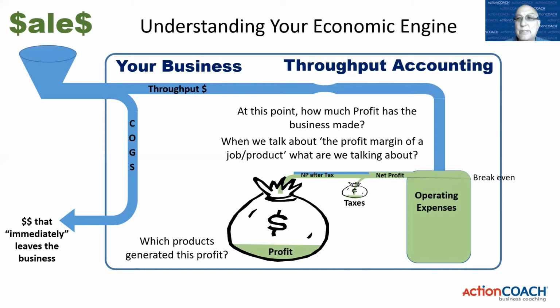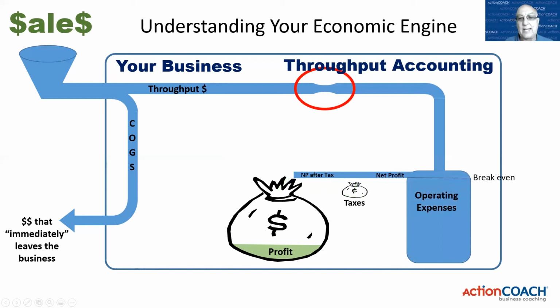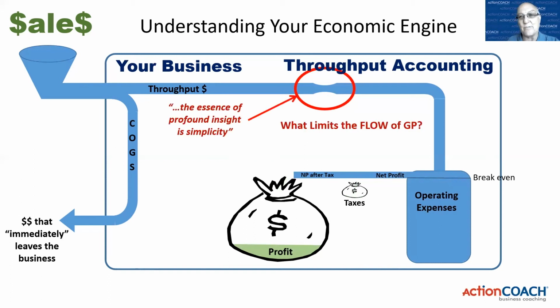There is one particular thing I want you to notice about our piping here, though, and that is that there is a neck down portion of it. Every single business, doesn't matter what business you're in, you have some point in your process that limits the flow of throughput dollars. And understanding that limit is absolutely critical to your business. So I'll explain this in the context of a coal mine here in a minute, but think about this. The essence of profound insight is simplicity. There is one and only one place in your business that limits the flow of throughput dollars.